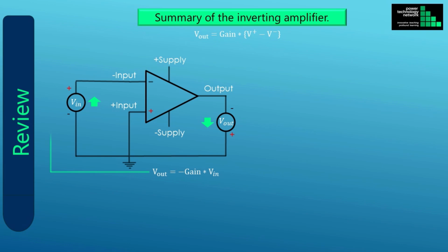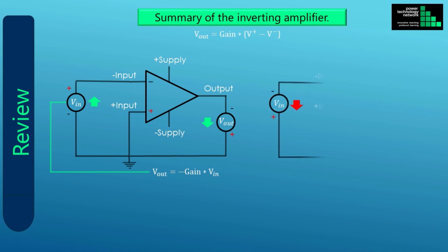This schematic shows the inverting amplifier with a positive input. The output voltage is amplified by the open loop gain of the amplifier and it is also inverted. This means the situation is shown by the green arrows. When the input voltage is positive, the output voltage is negative.